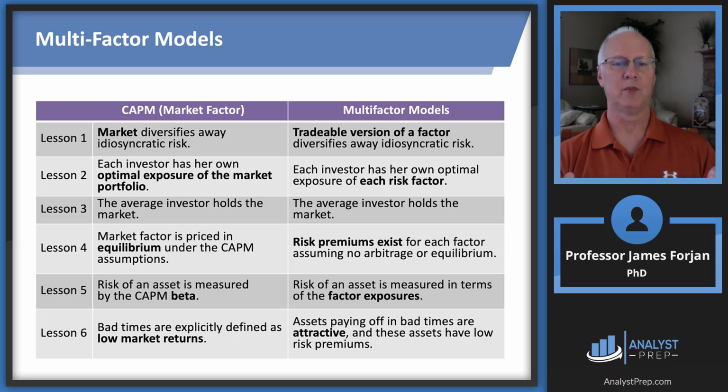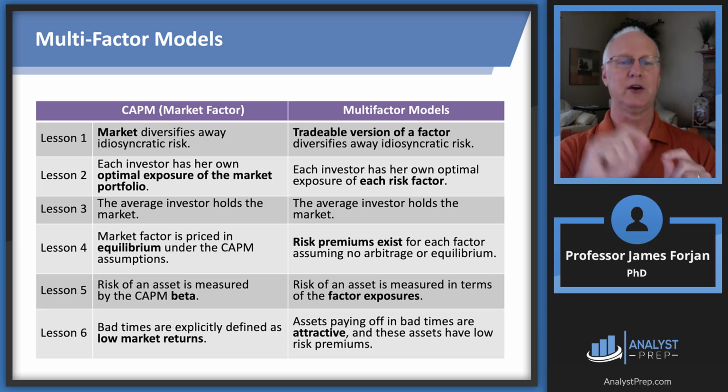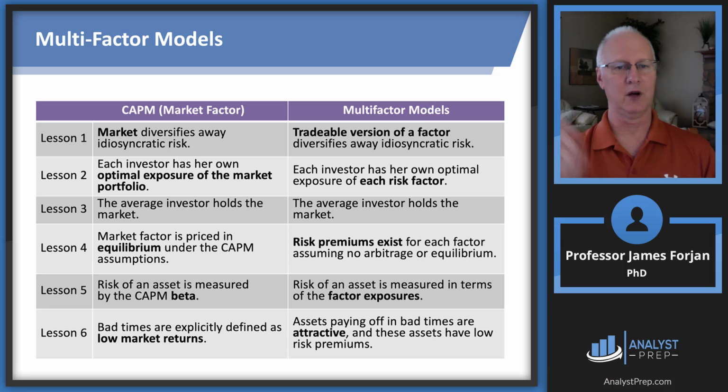Lesson three, of course, the average investor holds the market. In the capital asset pricing model, they're going to linearly move away, either above or below, from that using treasuries or maybe derivative securities. But in the multi-factor model, they're going to move perhaps non-linearly, but perhaps linearly, away from the market portfolio based on their exposure to each factor, like maybe interest rates are super important or maybe GDP changes are super important.